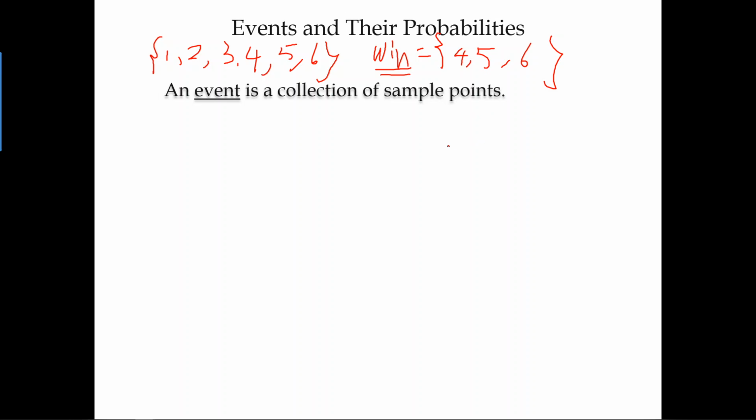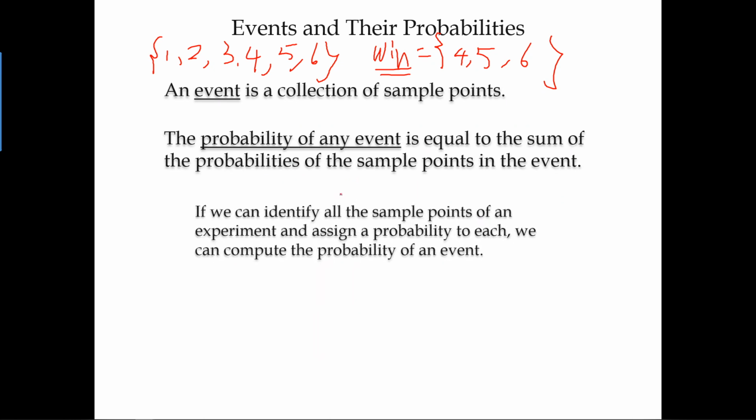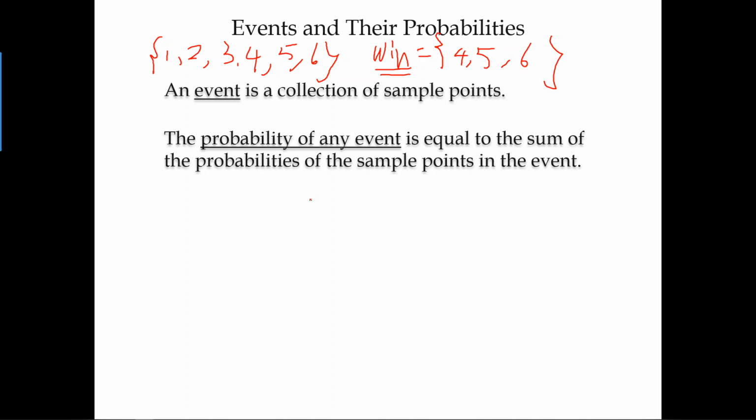The reason we define an event this way is because our ultimate goal is to figure out the probability of this event. So the probability of any event is equal to the sum of the probabilities of the sample points in the event. So what's the chance for us to win the game? Using the same example, based on the definition, that is equal to the sum of the probabilities of the sample points in the event.